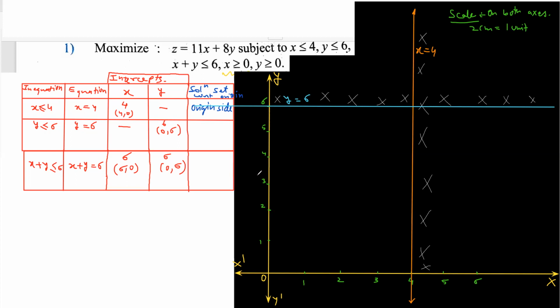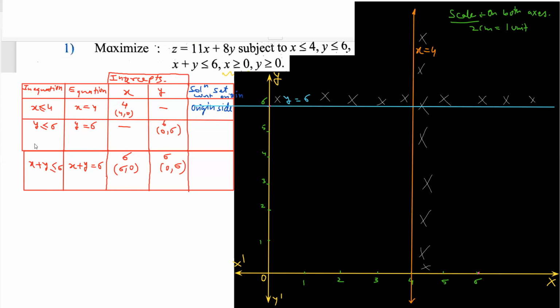Okay, next. Then you have the next one, that is x plus y equal to 6. So I first plot x plus y equal to 6. How do I plot x plus y equals to 6? I will have to go by intercepts, 6, 0 and 0, 6. So 6, 0 is here and 0, 6 is here.